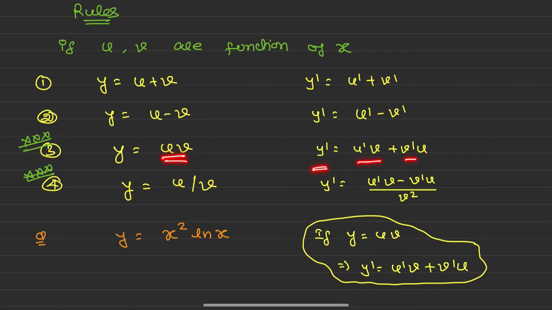y dash is u dash v plus v dash u. Or you can say it in this way also: derivative of the first function into the second function plus derivative of the second function into the first function.